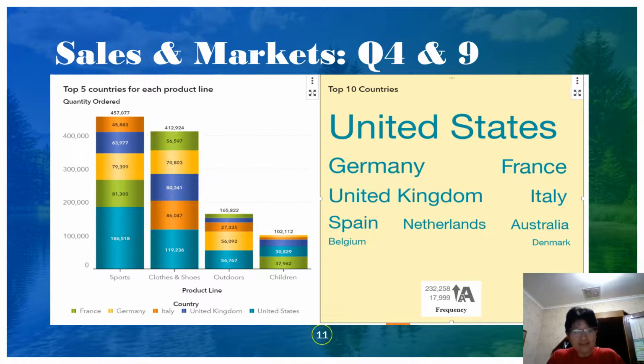On the left-hand side, you can see obviously the US dominated in 3 categories, except for the children product line, as the top country, followed by European countries such as UK, Italy, France, and Germany. Therefore, we can tell why Europe and North America dominated the market as shown in question 10 and 20 below as well.